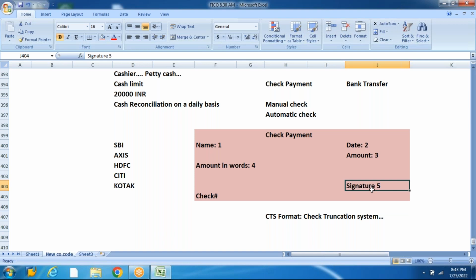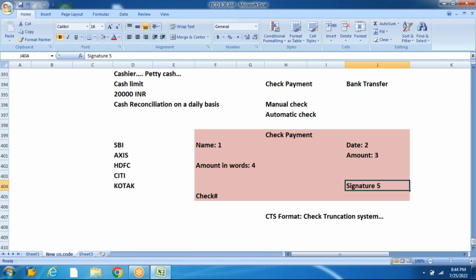Actually, you can automate the signature up to a certain limit of the amount. If your payment is up to 1,000 rupees, no need to bring me all the small checks for signature. Get my signature automatically printed on the check for a check amount less than 1,000. If the check amount is more than 1,000, it has to be manually signed by the authorized personnel. So all these points you may have to consider.